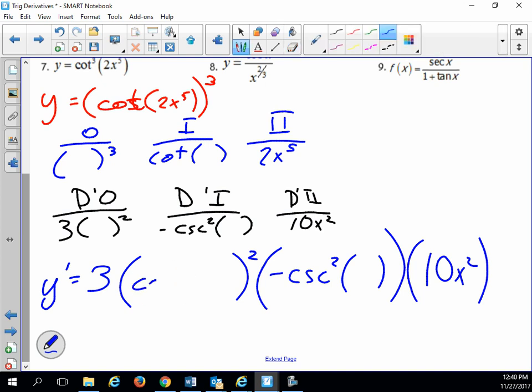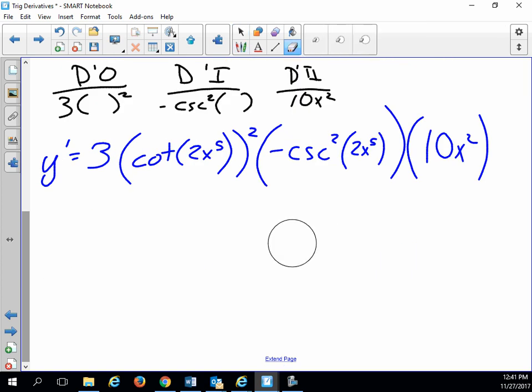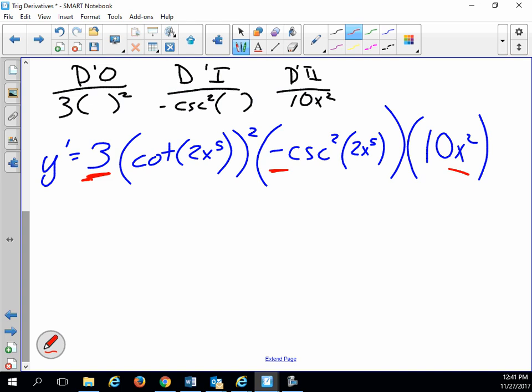Cotangent of 2x to the 5th. What goes in this parentheses, which was what was in cotangent to start with, which was 2x to the 5th. So now I'm just going to simplify and combine the terms. What I can combine is the 3, the negative, and the 10x squared. Y prime is negative 30x squared, cotangent squared of 2x to the 5th.